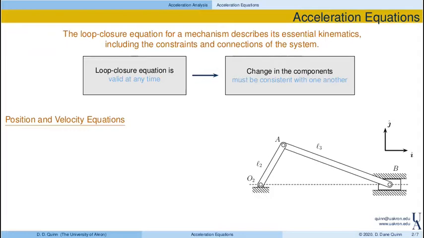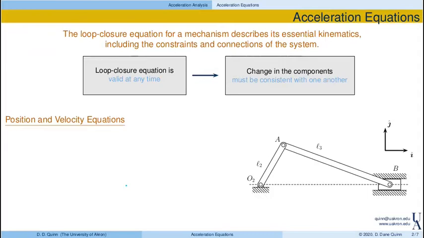And if you remember, this is actually kind of the same way I started the velocity equations. The loop closure equation describes the essential kinematics, including all the constraints, and because it's valid at any time, then we can start taking derivatives. We took the derivative once and determined the velocity equation, which in a sense implies that the change in the components of a loop closure equation have to be consistent.